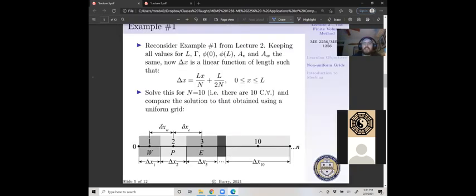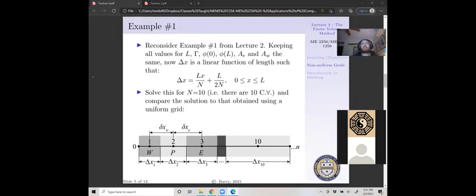Now, let's look at an example, because the best way to show really how awesome this method is is just to jump right in. Now we're going to reconsider example 1 from our previous lecture. We're going to keep the values for the length of our system, which was equal to unity, our diffusivity, which was equal to unity, and in our previous problem, our temperatures. So phi naught we kept as 100, and phi L we kept as 200 degrees, I think centigrade, and A east and A west we set equal to A and gave it just a value of unity.